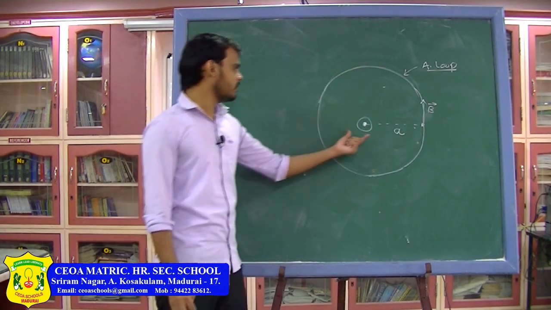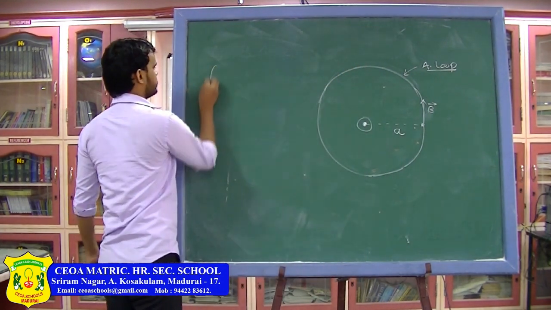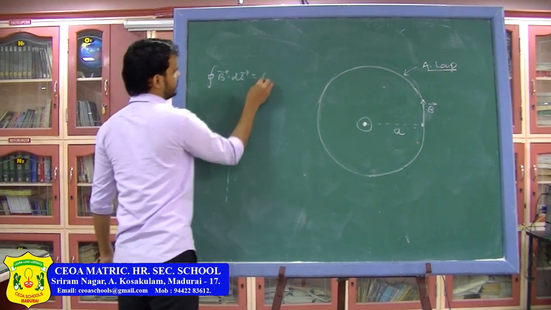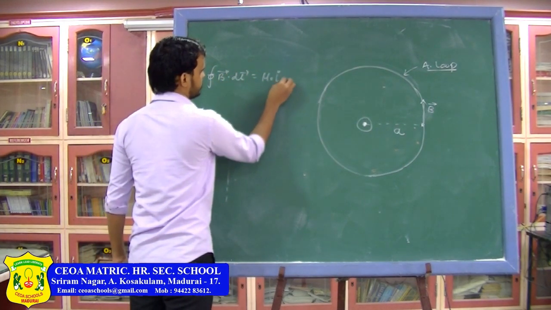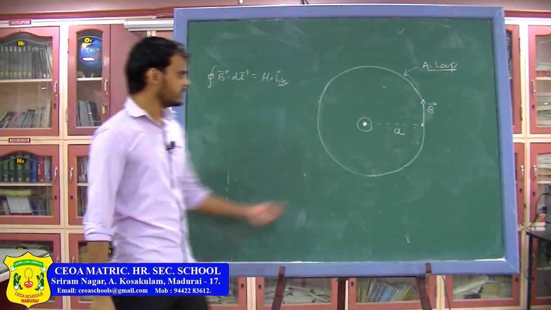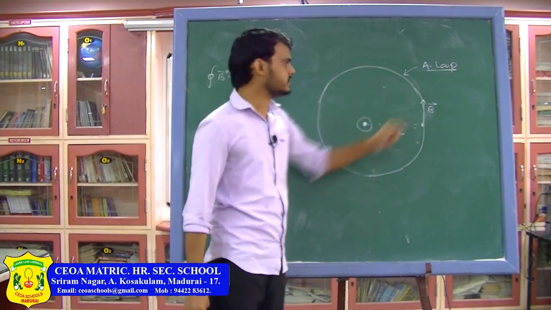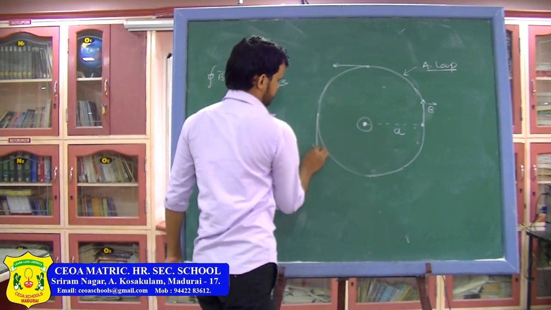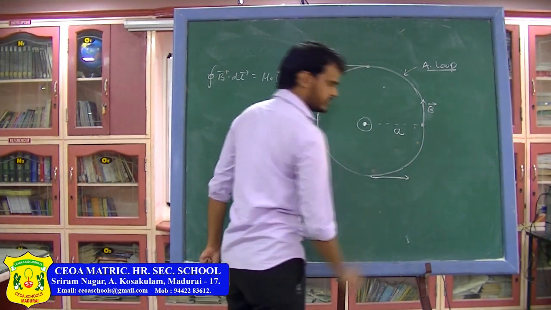Now, Ampere's law simply says that the closed integral of B dot dl will be equal to mu naught times I in. Here the direction of the magnetic field will be along this direction, and here along this direction. These are the directions of the magnetic field.